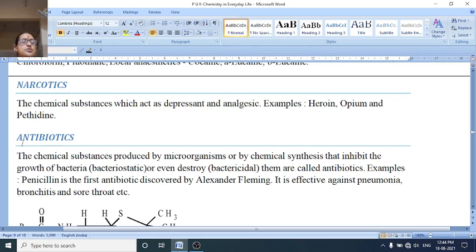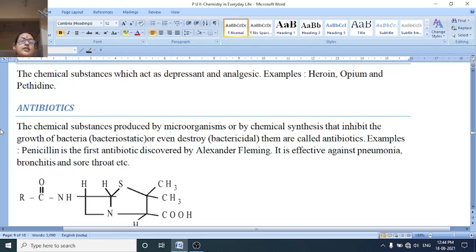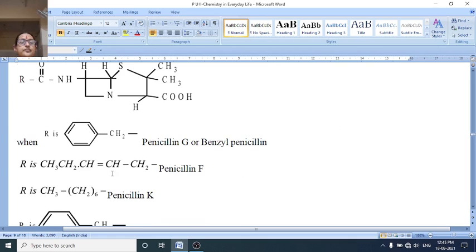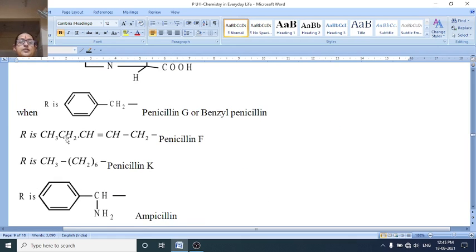Next drug we are going to study is antibiotics, the chemical substances produced by microorganisms or by chemical synthesis that inhibit the growth of bacteria or even destroy them are called antibiotics. So the drug is penicillin. It is the first antibiotic discovered by Alexander Fleming. It is effective against pneumonia, bronchitis and sore throat. So here is the structure of penicillin.